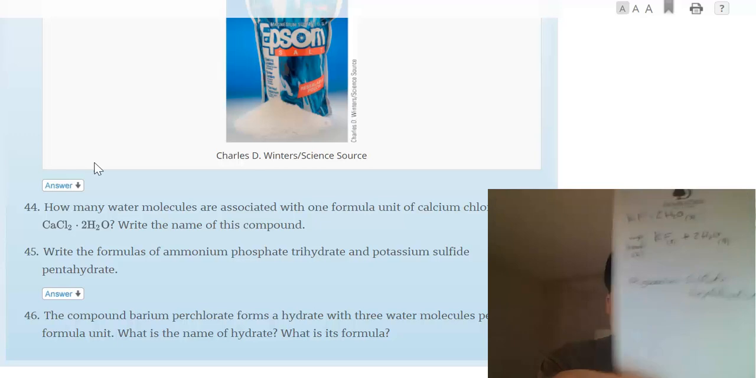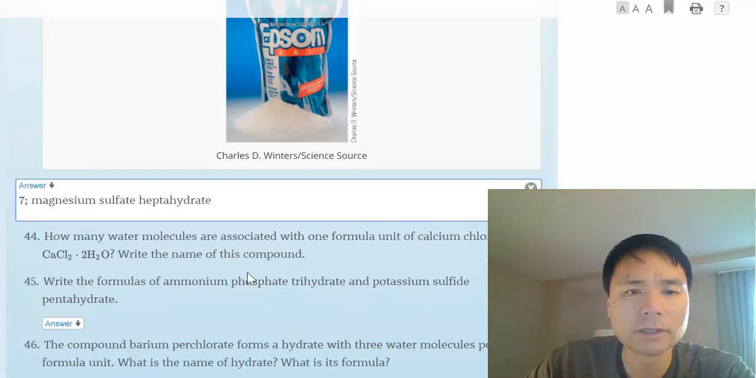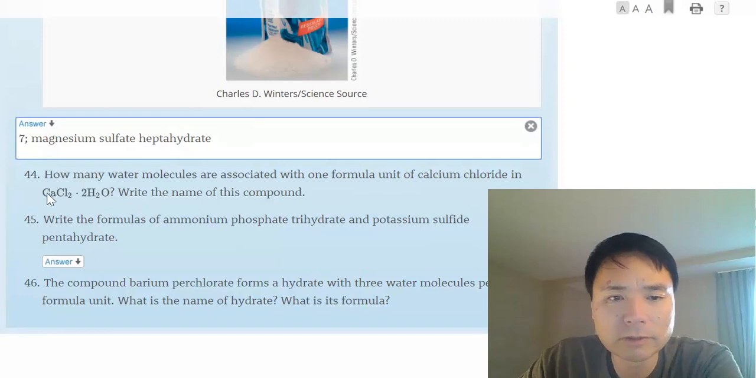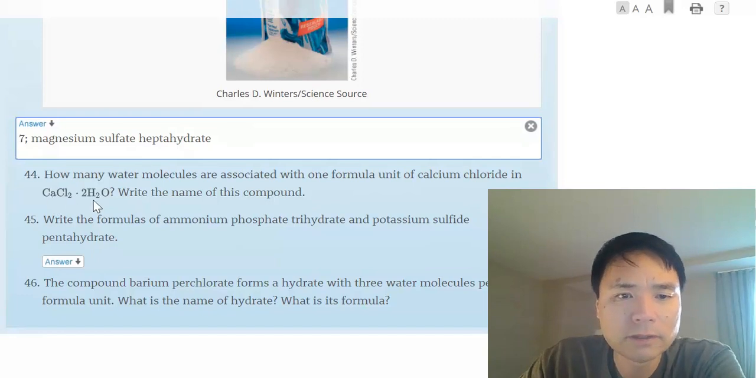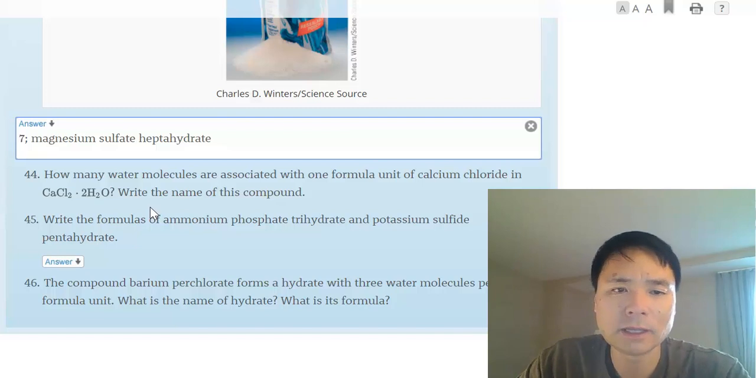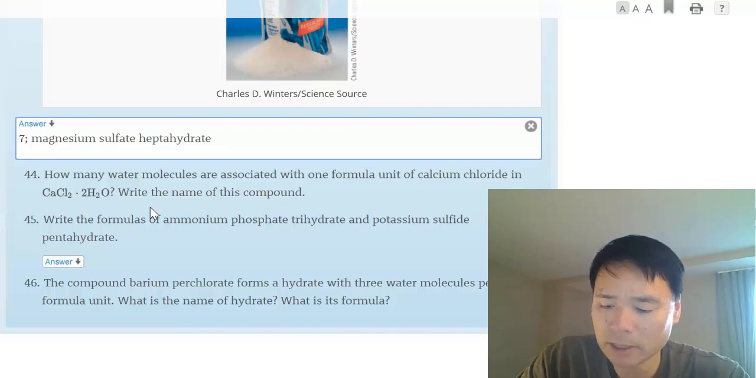So let's see what they did here. Magnesium sulfate heptahydrate. Okay, how many water molecules are associated with one formula unit of calcium chloride in this? If we look at one unit of CaCl2, we have 2 waters. Write the name of this compound. So this would be calcium chloride. Again, we don't use the di because it's an ionic compound. So calcium chloride, and then here we have to use the di, dihydrate.